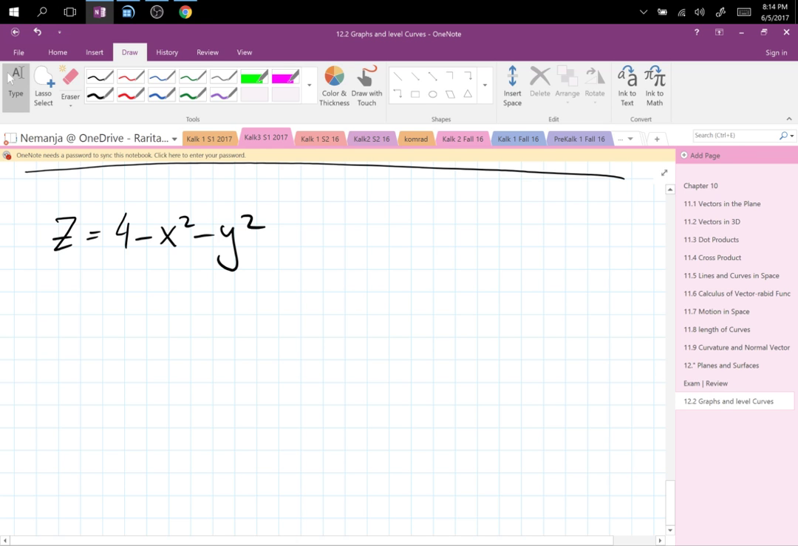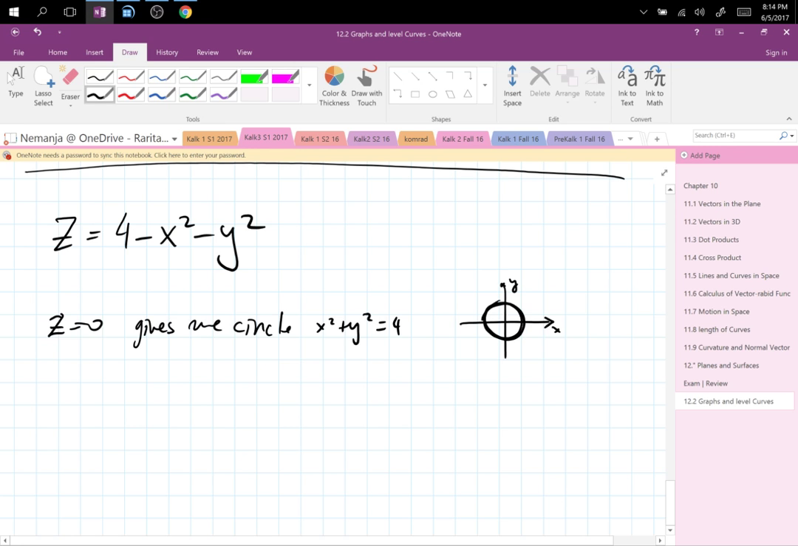This is how I solve these problems in my head. I say z equals 0 gives me a circle, x squared plus y squared equals 4. So looking from the top at the xy coordinate plane, I see that this 3D shape crosses through the floor, which is our xy plane because z is 0, leaving the circle x squared plus y squared equals 4.